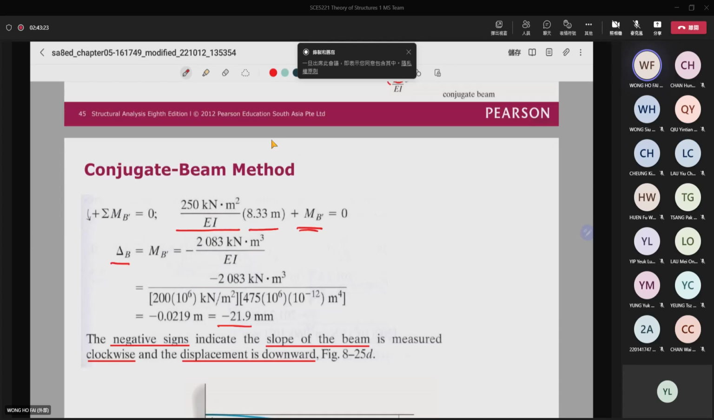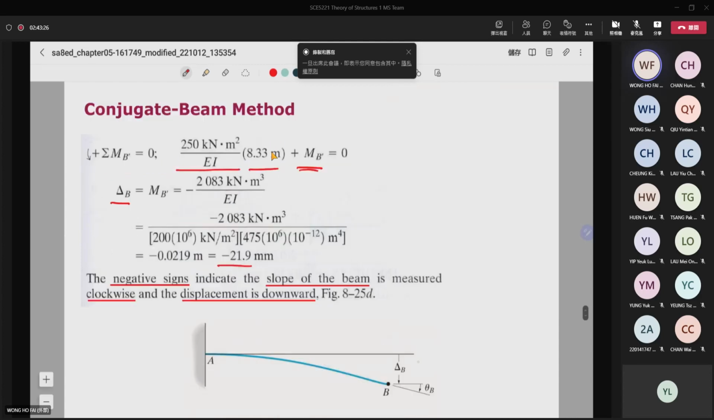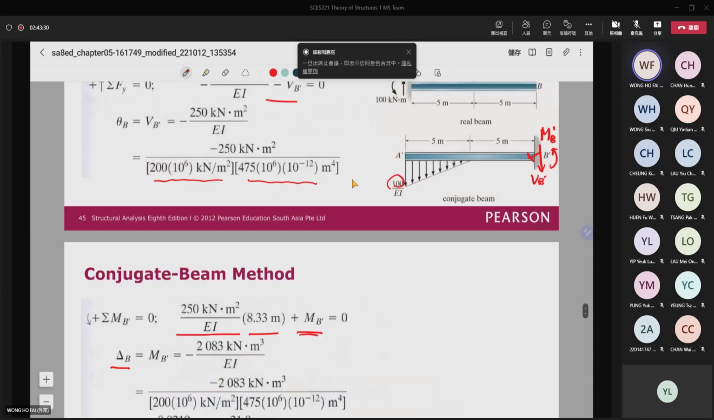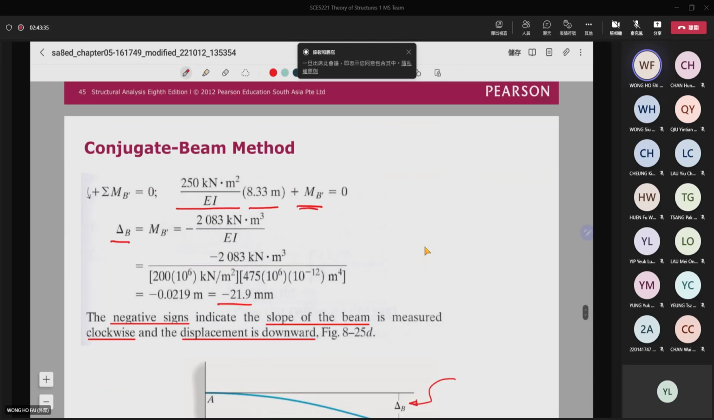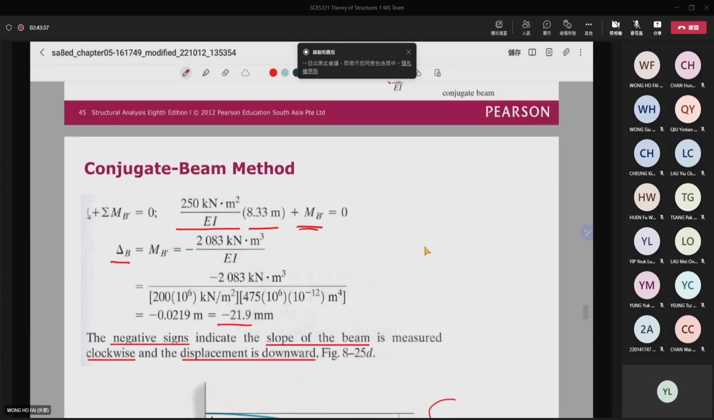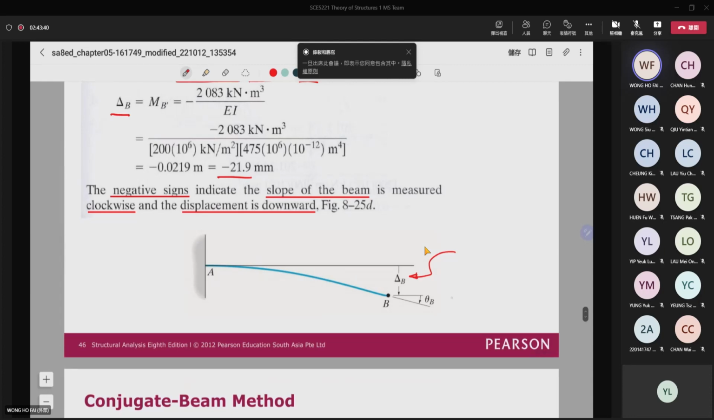So you can see that your deflection is a negative value. That means it goes down here. And then for the theta B here, you also have a negative. That means it is in a clockwise sense. So you can have your rotation in a clockwise manner. Okay, both your deflection and your rotation are in a clockwise and in a downward direction.